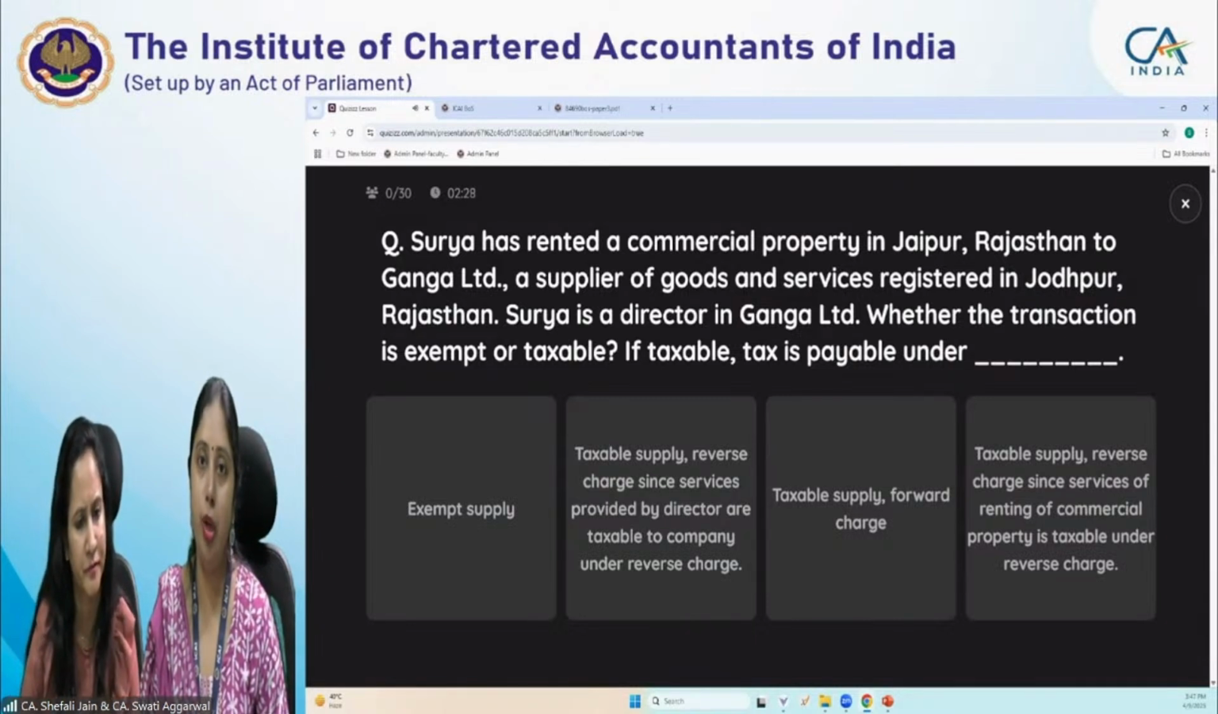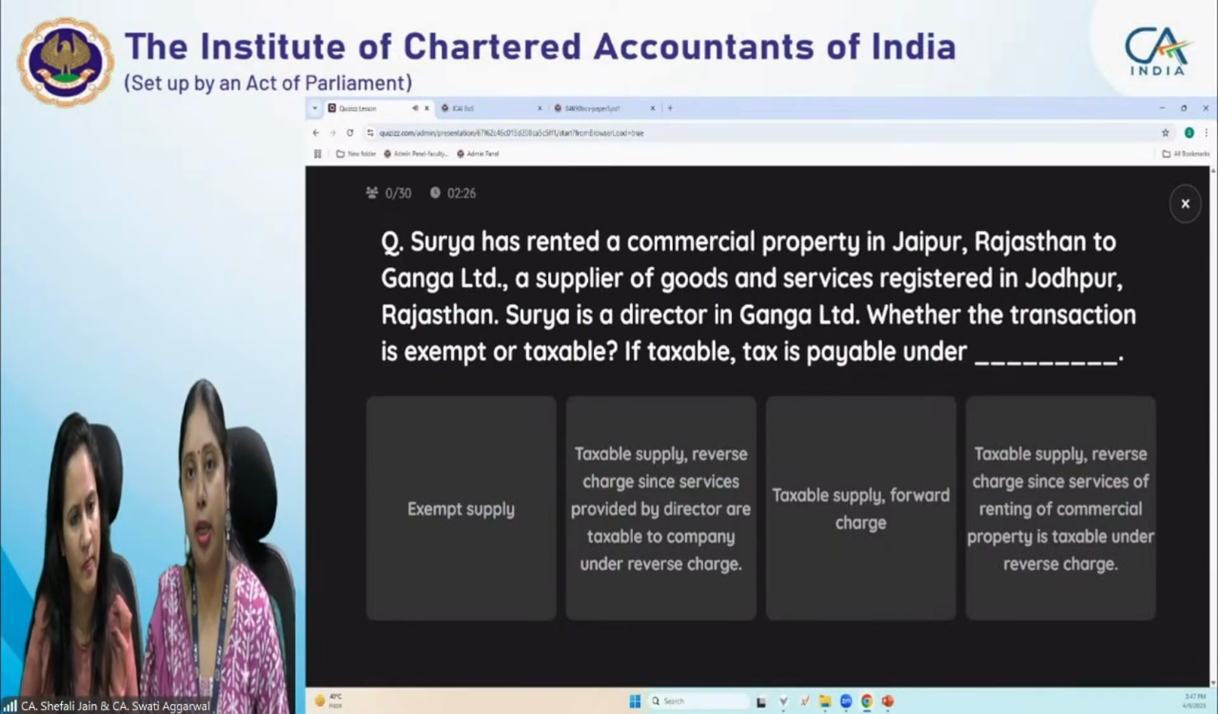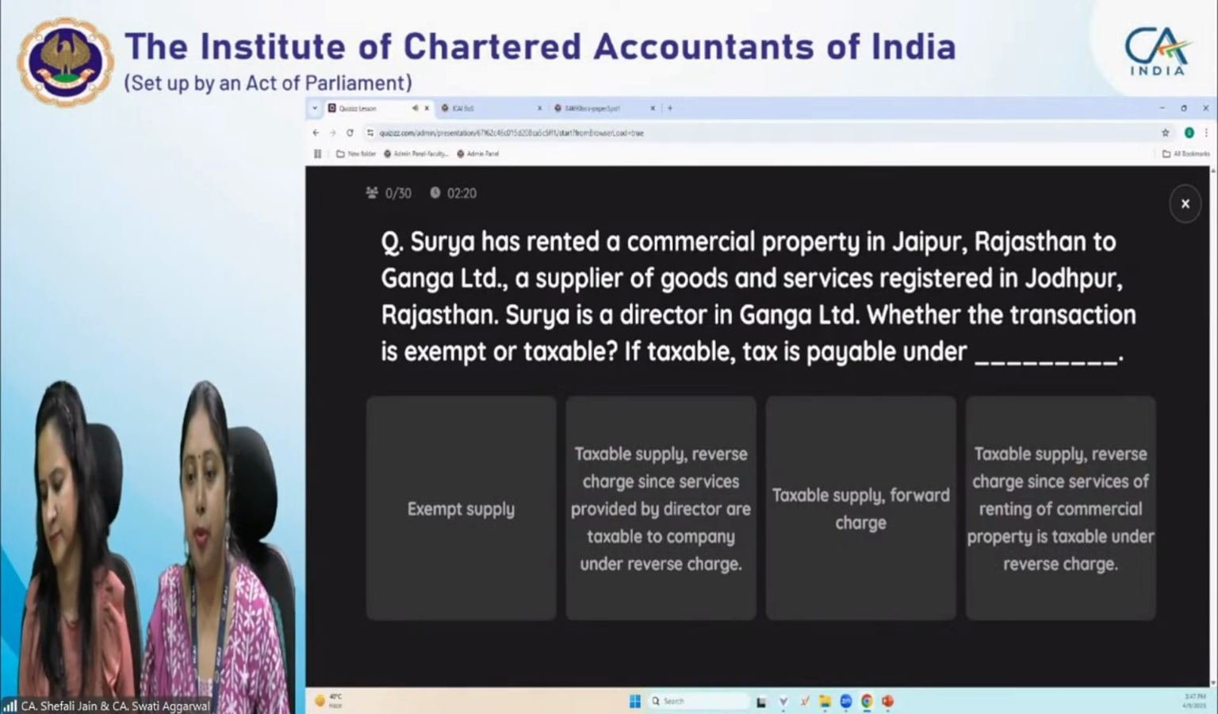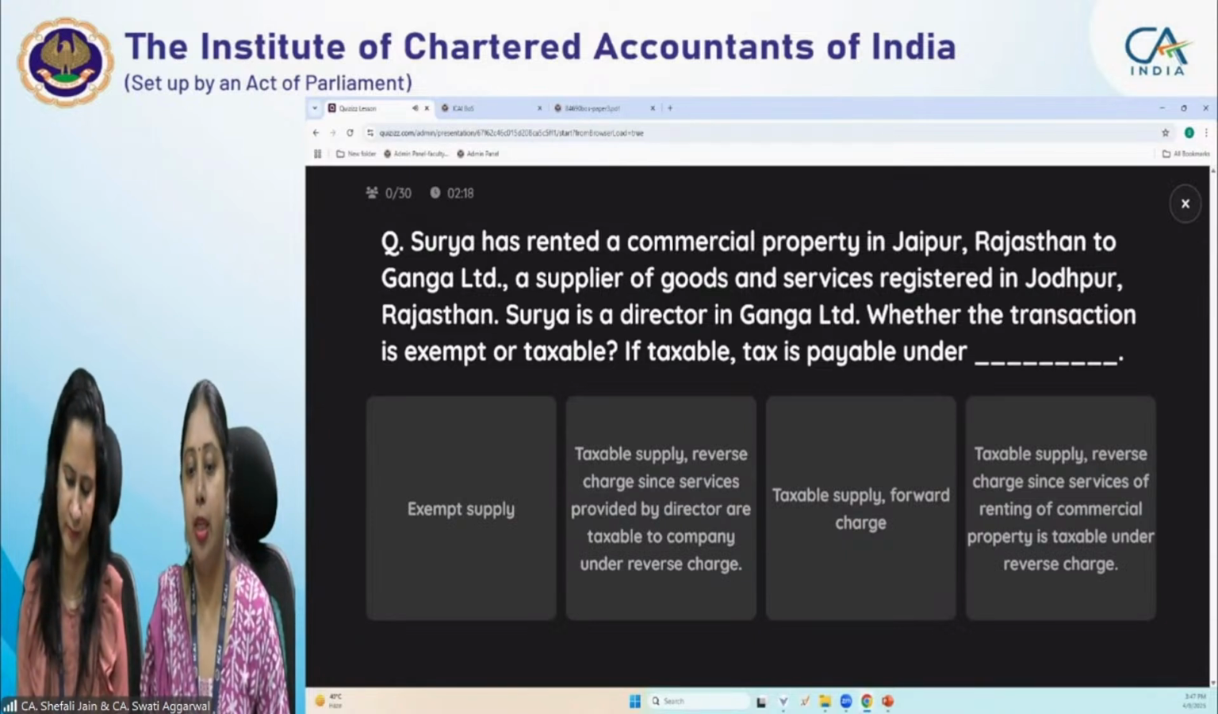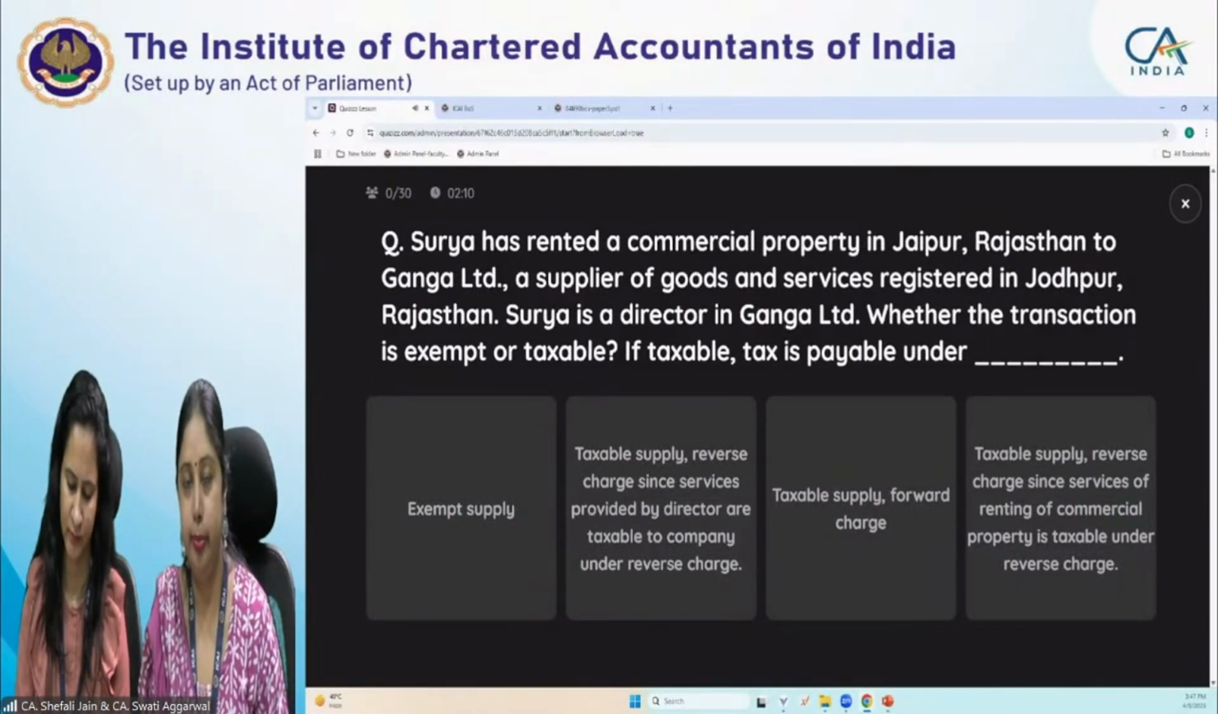So basically, you have to determine whether it is an exempt supply or taxable. If it is taxable, whether reverse charge provisions will apply or not. Important information is commercial property is there. Surya is a director in Ganga Limited. Surya has rented his commercial property to Ganga Limited in Jaipur, Rajasthan.